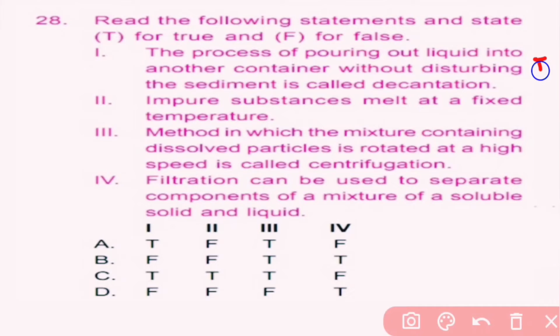Impure substances melt at a fixed temperature. It is an incorrect statement because impure substances do not have a fixed melting point. Option 3. The method in which the mixture containing dissolved particles is rotated at a high speed is called centrifugation. It is a correct statement.